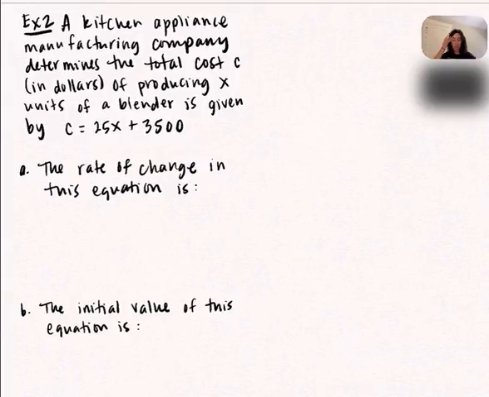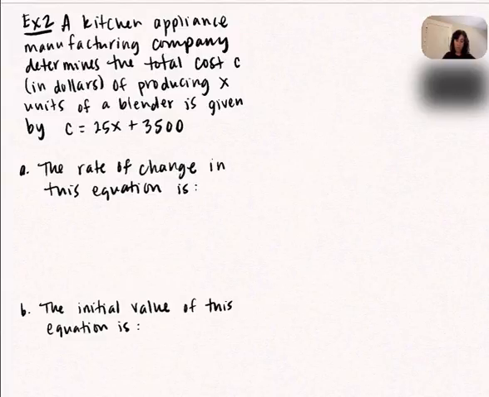A kitchen appliance manufacturing company determines the total cost, C, in dollars of producing x units of a blender is given by the equation right here. We want to answer these two questions. We want to find the rate of change in this equation, and we also want to know what the initial value of this equation is. So we still need to define initial value. So let's do part A first.